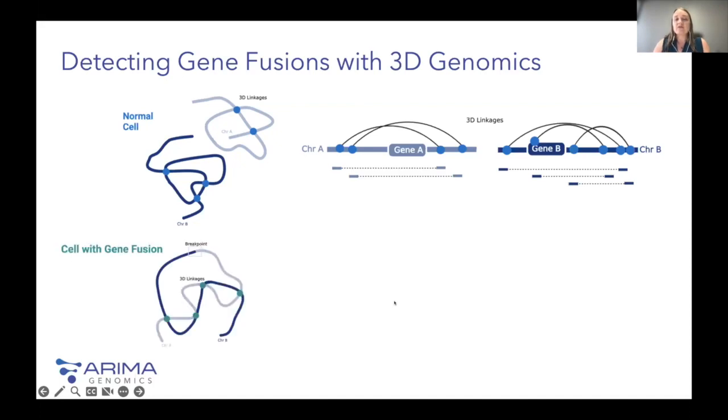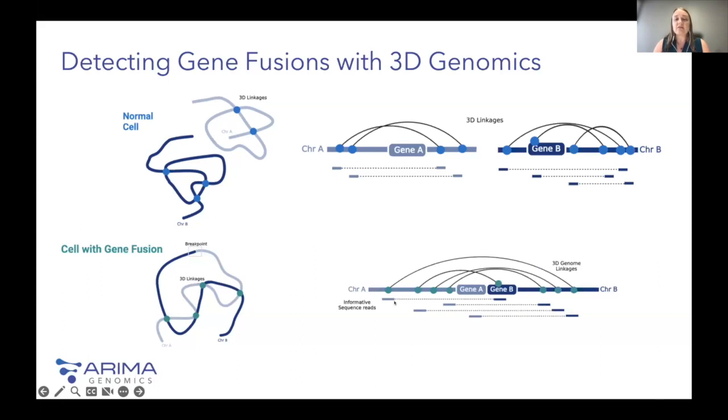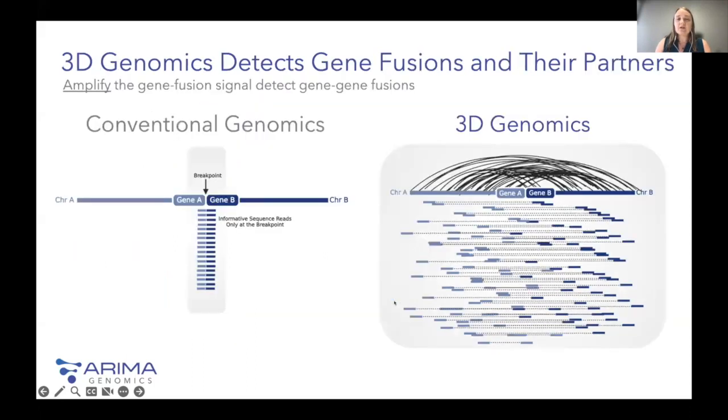However, when those genes are fused together, as in a cancer cell, now those genes exist on the same fused chromosome, and we should expect to see many reads spanning that breakpoint. So by using this approach, we are able to leverage the 3D information to essentially amplify the fusion signal to detect these gene fusions. And we are able to do so in a way that is agnostic to the partners that are actually involved in that fusion.